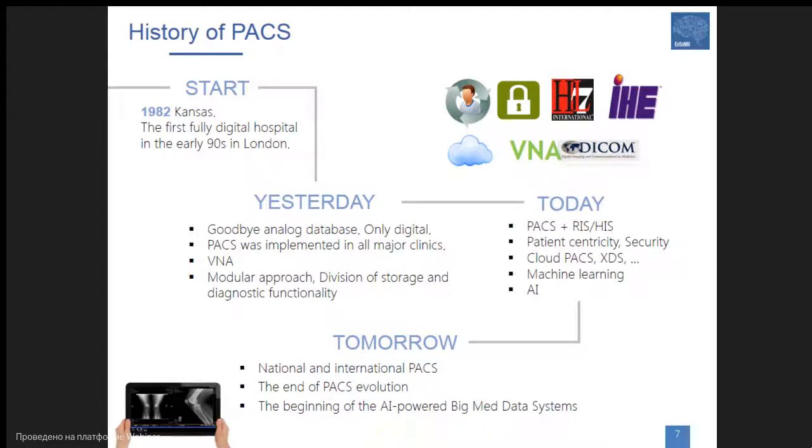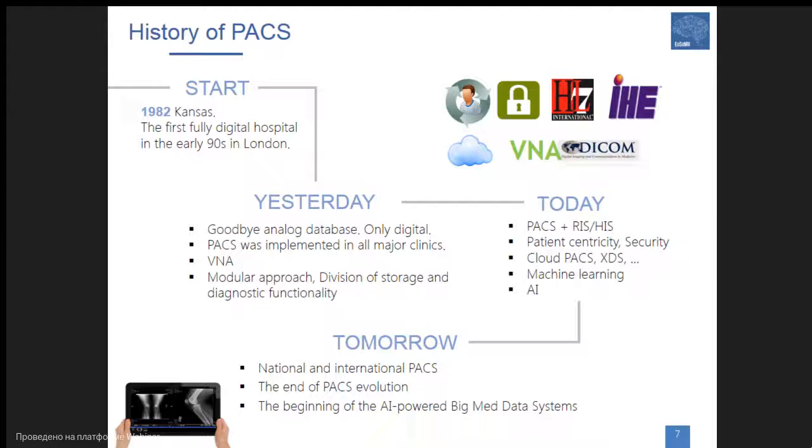Yesterday, we had analog databases, and most of the clinics have transitioned to digital technologies, and PACS was implemented in all major clinics. VNA, the vendor neutral archive, is becoming the standard of technology, and there is more and more division of storage and diagnostic functionality, which fosters the development of teleradiology and substitution of clinical applications or PACS, while keeping the same archive, which is needed for many decades.